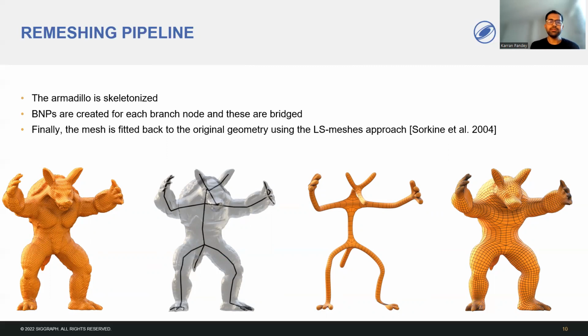In particular, we simply first skeletonize the input mesh, or alternatively provide a customized skeleton which articulates the desired part structure on the mesh. We can then construct the connectivity of the FEQ using our extrusion-based remeshing, and finally fit the geometry of the constructed FEQ back to the original shape using a modification of the least squares meshes optimization framework.